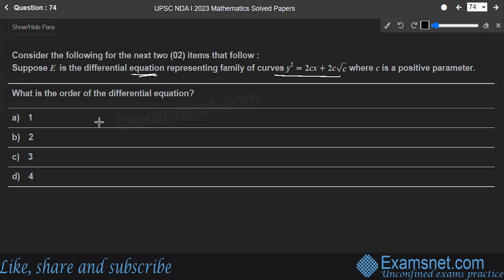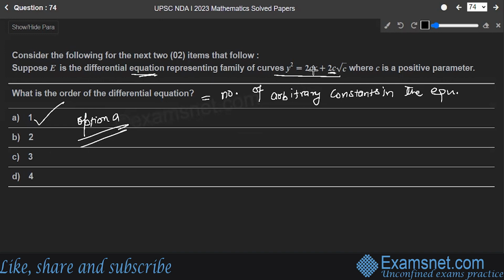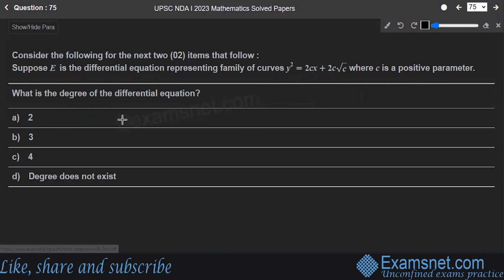Actually, this is easy. Order of the differential equation is equal to the number of arbitrary constants in the equation. Because in this equation, there is only one arbitrary constant. Therefore, the order of the equation is equal to 1, and option A is the correct answer. It was a very easy question actually. Next is question number 75.